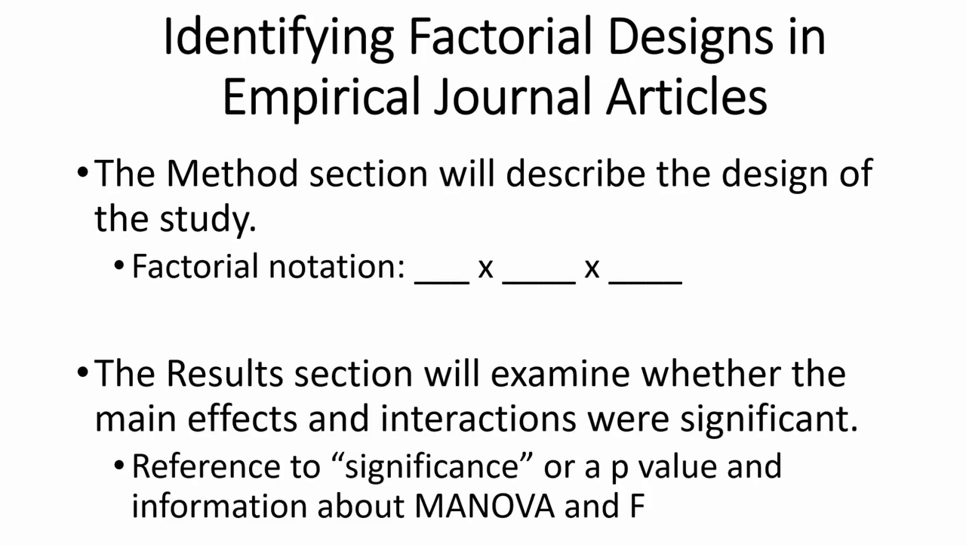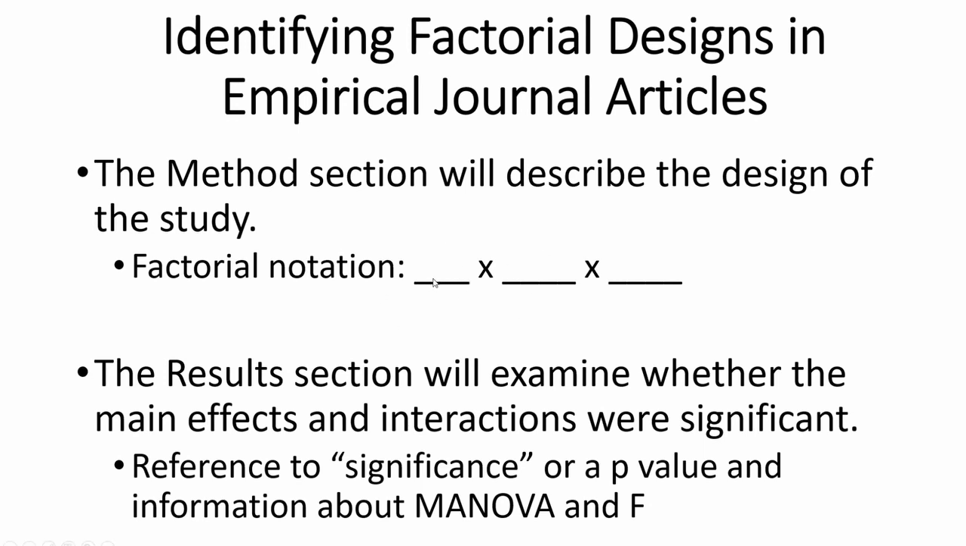So we've talked about what these kinds of factorial designs are, how we set them up, and how we look at them. That's all well and good, but how do you actually identify studies that are using these kinds of designs? Identifying factorial designs in empirical journal articles is going to be a little bit easier than in the popular media. Usually you're going to see factorial notation. They're going to say a blank by blank by blank factorial design or something similar.